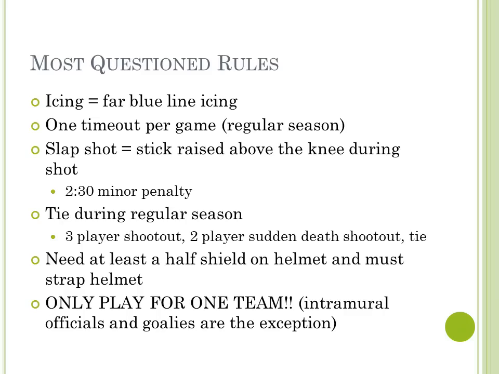Some of the most questioned rules are icing, which occurs at the far blue line, that teams only have 1 timeout per game, and slap shots are any stick that's raised above the knee during the shot and result in a 2.5-minute minor penalty. Remember that ties during the regular season result in a 3-player, then 2-player shootout, and then a tie, and that players need to have a half shield on their helmet with a strap, and that players can only play for 1 team unless they are an intramural official or a goalie.